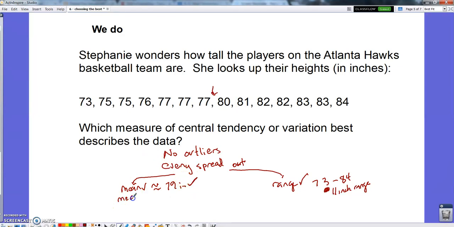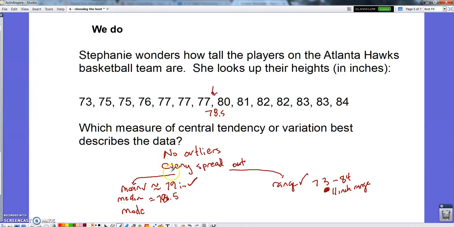The median, I think that actually might be the median too, right? 1, 2, 3, 4, 5, 6, 7. Yeah, the median's going to be right there. So the median's going to be 78.5. That's fine. Say, half the Hawks are more than 78.5 inches, half or less. That's fine. And then the mode, I don't love the mode in this one.